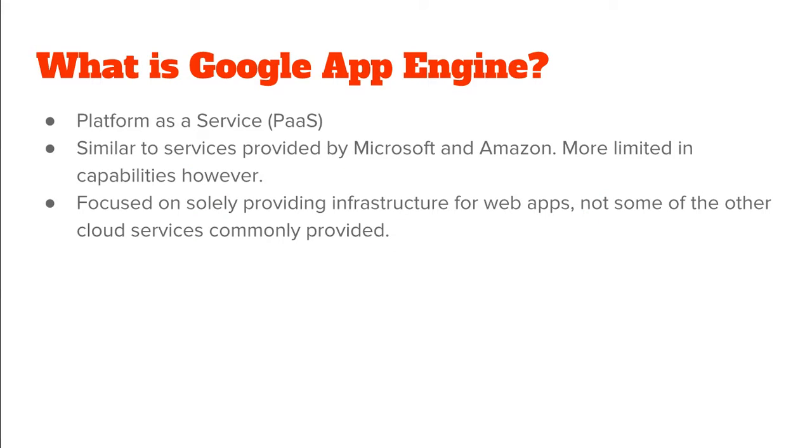What is Google App Engine? Google App Engine is a platform as a service. It's similar to services provided by Microsoft or Amazon, but maybe a little bit more limited in some of its capabilities. Google App Engine focuses solely on providing infrastructure for web apps and doesn't provide some of the other cloud services commonly used. Google App Engine is just one piece of Google's overall Google Cloud Platform services.